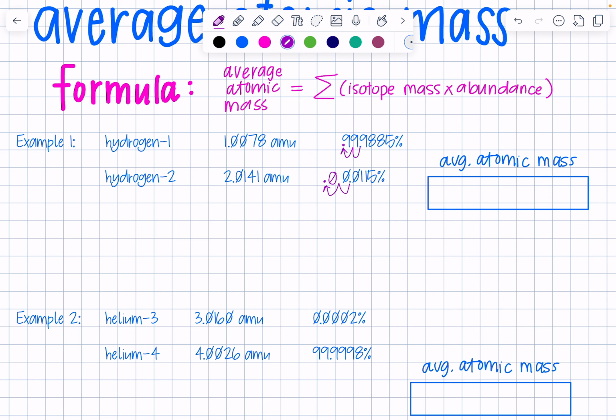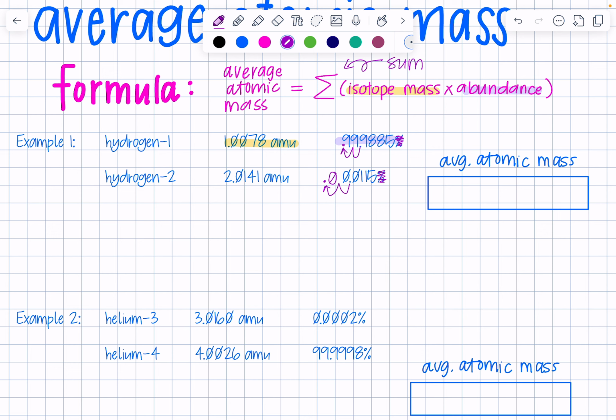Okay, so this new number with our moved decimal place is what we are going to use. So we're going to take each of our isotope masses, so for example, 1.0078, and multiply it by the abundance, which is that new decimal. Because we moved our decimal, we get rid of the percent. And we add all of those things together. That's what this means. Just means the sum, we add them together.